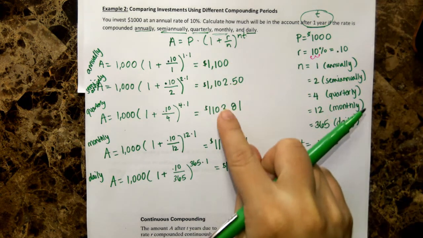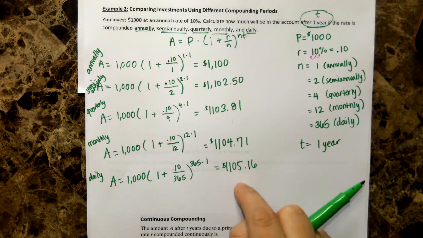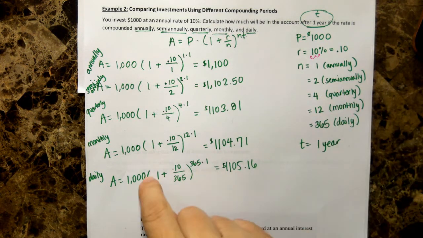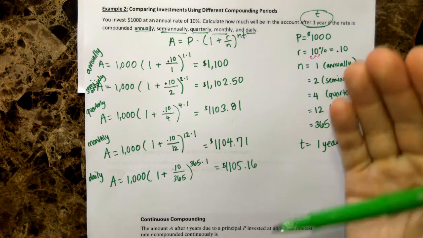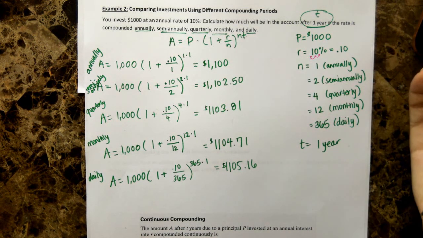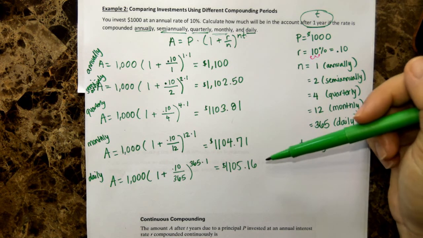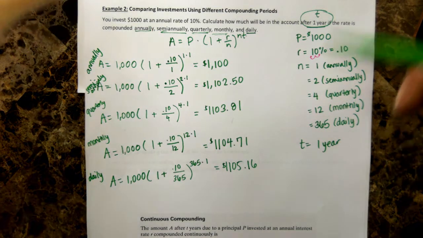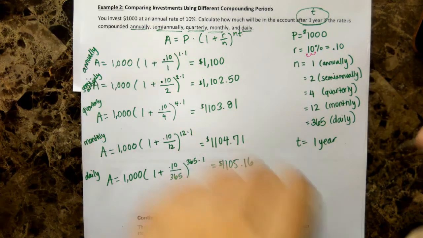So the more often that they compound interest, it's pretty good if you're talking about savings and investments. That means they're going to pay you more money the more that they compound. Compounding interest more often might not be a good thing if you're talking about loans and credit cards and things you have to pay back, because that means they're going to charge you more money the more often that they compound your interest. So it just depends what situation you're in.